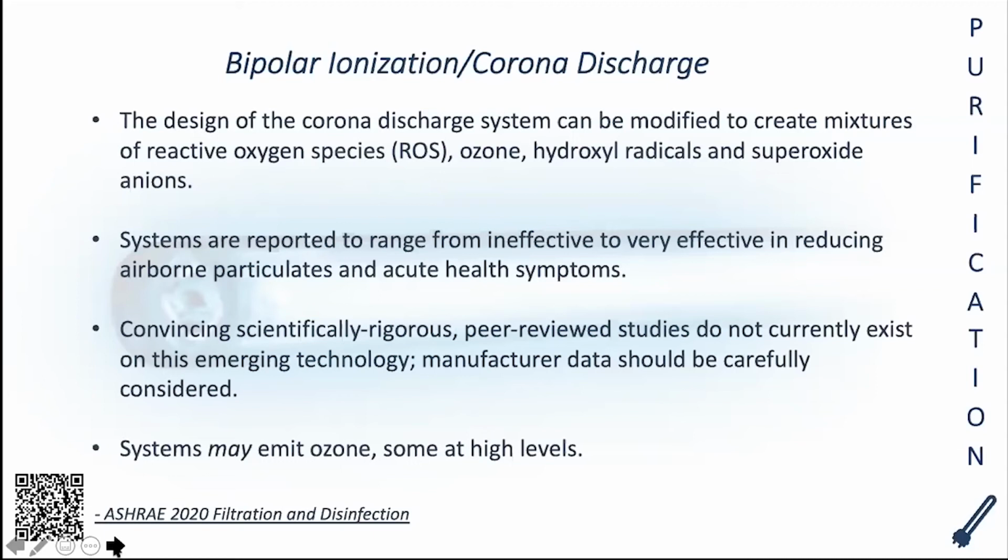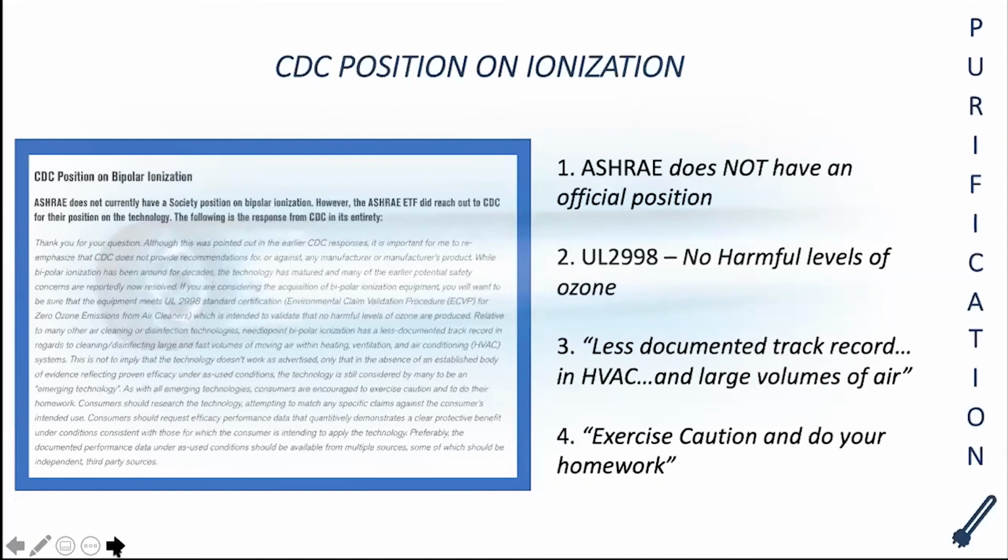Now, ASHRAE does not actually have an official stance on bipolar ionization, but the CDC does. And so the Centers for Disease Control tells us that when considering bipolar ionization, we need to do some research. They tell us that one of the first things we need to look at with bipolar ionization is its UL 2998 rating, to ensure that there are no harmful levels of ozone emitted as a byproduct of these devices. They also tell us that there's a less documented track record in HVAC systems, including systems that use large volumes of air. And they actually tell us to exercise caution and do your homework.